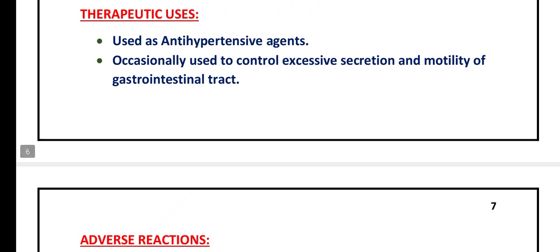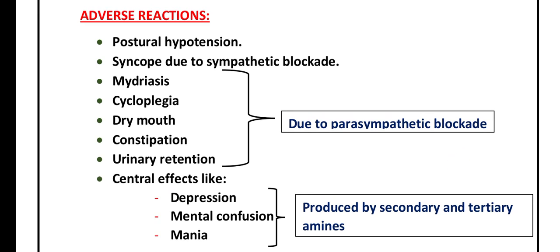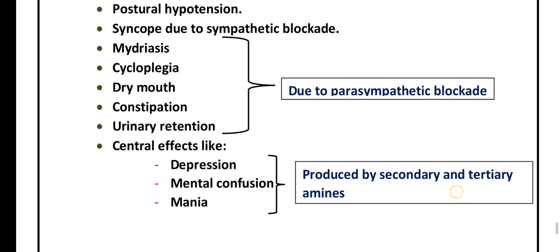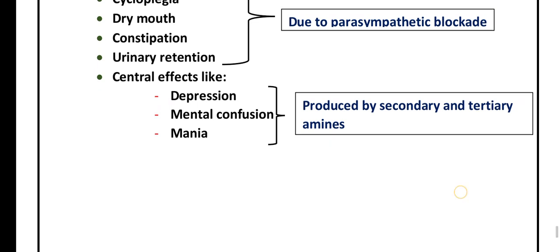Therapeutic uses of ganglion blocking agents. They are used as antihypertensive agents and occasionally used to control excessive secretion and motility of the gastrointestinal tract. And adverse reactions: postural hypotension and syncope due to sympathetic blockade. Due to parasympathetic blockade, they produce mydriasis, cycloplegia, dry mouth, constipation, urinary retention. And secondary and tertiary amines produce adverse reactions such as central effects like depression, mental confusion and mania.